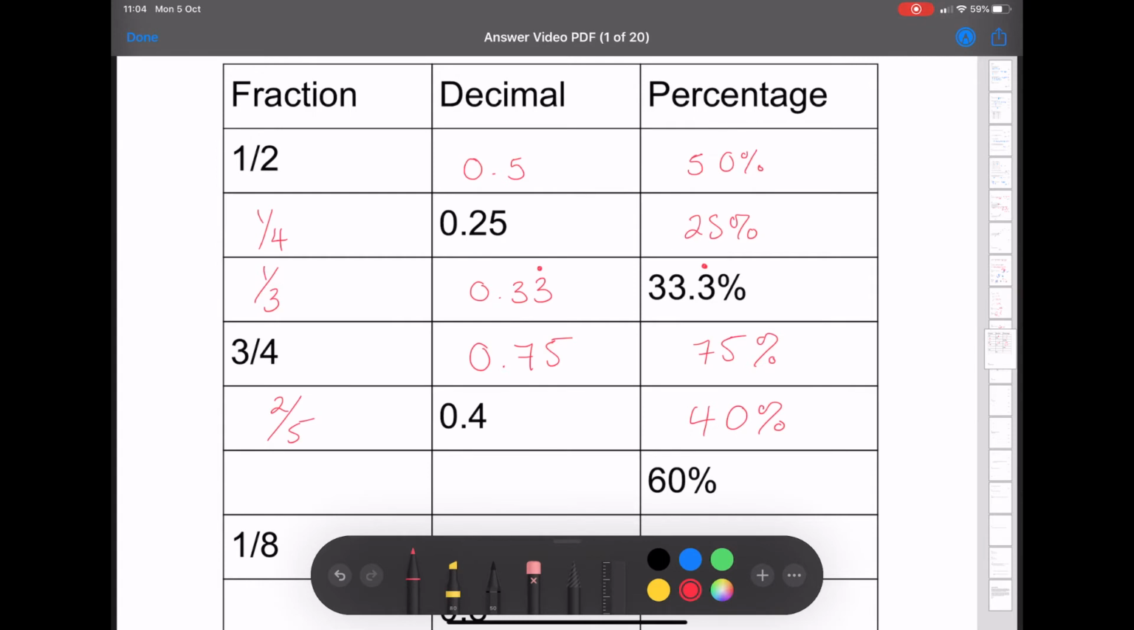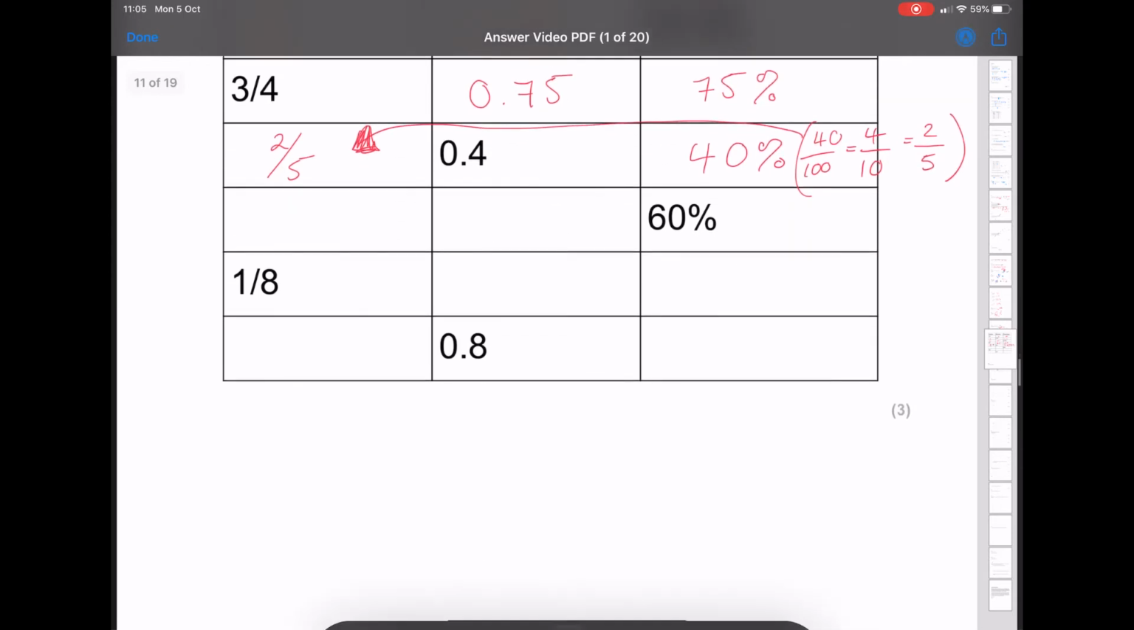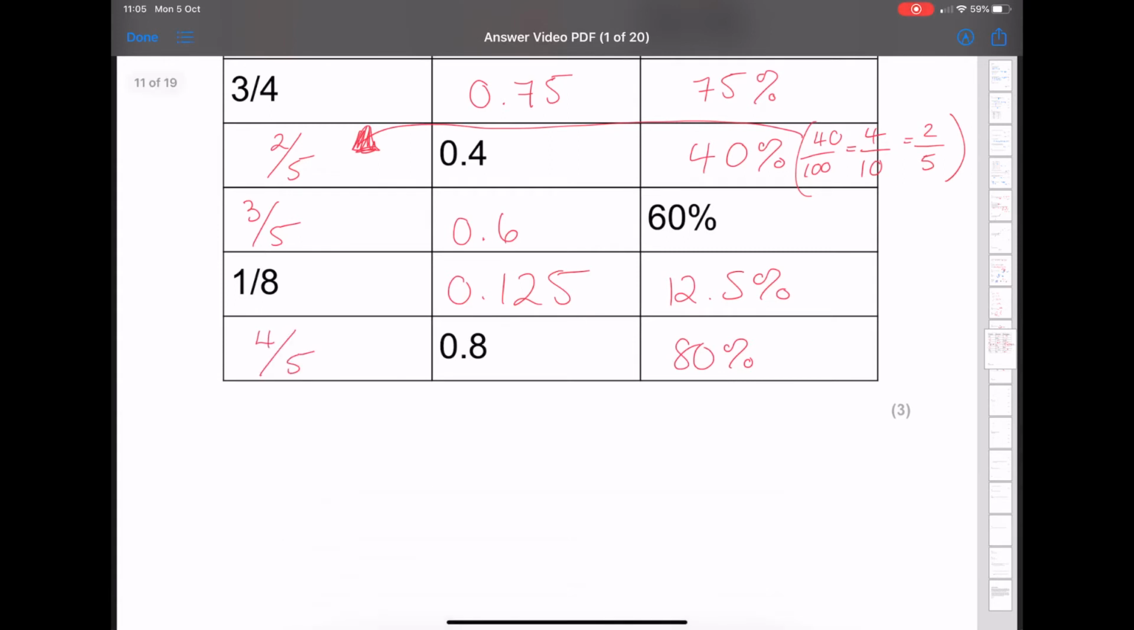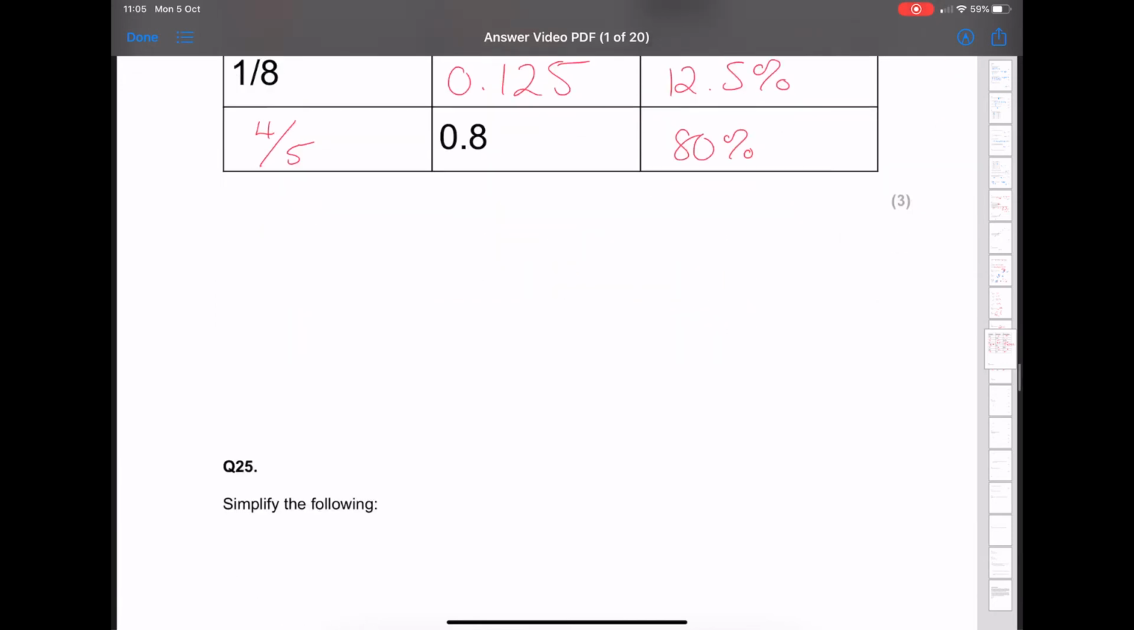Now again, because this is 40%, you could say, right, well, it's 40 over 100. And if I cancel it down, it would give me 4 over 10 or 2 over 5, which is why this fraction is what it is, remember. We did cover that in class as well. 60%, 0.6 or 3/5. You must learn these, please. I do not want to keep going over these with you. These must be learned. Okay, moving on.